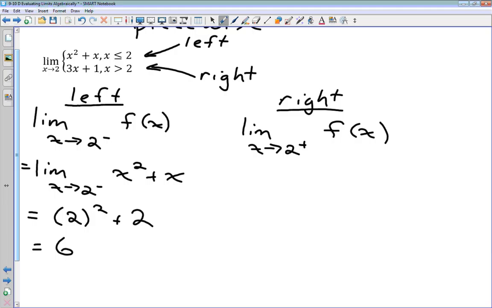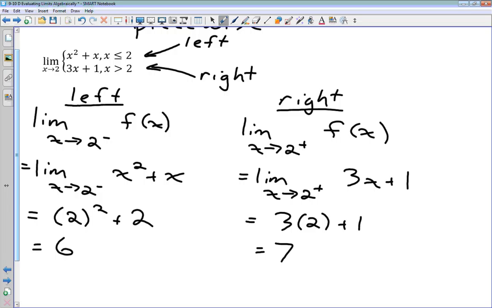If we want to evaluate this limit as we approach from the right, what are we going to have to use here? We are going to have to use the right-hand branch of our function. So instead of using x squared plus x, we are going to use 3x plus 1. So we've got the limit as x tends to 2 from the right of 3x plus 1. Can we evaluate that limit? Marine's nodding her head again. She says, what's it going to be? Yeah. 7. 3 times 2 plus 1 is 7.